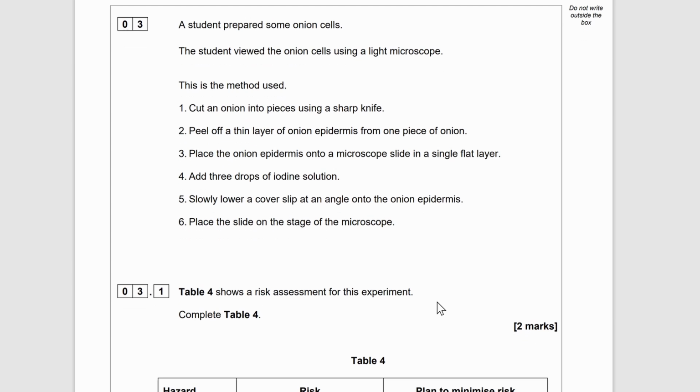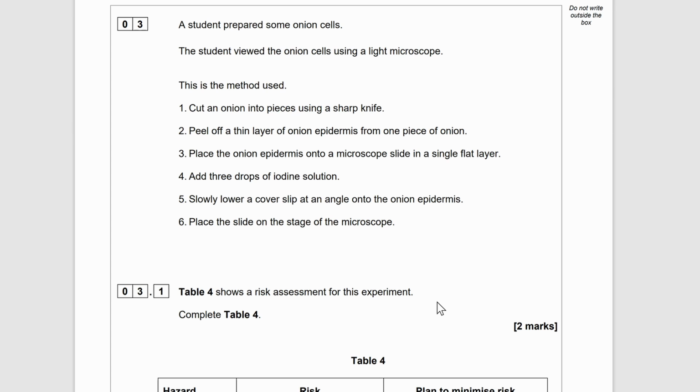Okay, question 3. A student prepared some onion cells. The student viewed the onion cells using a light microscope. This is the method used. Read the method carefully. Reminds us what we need to do. This is a core practical again to do with microscopes.